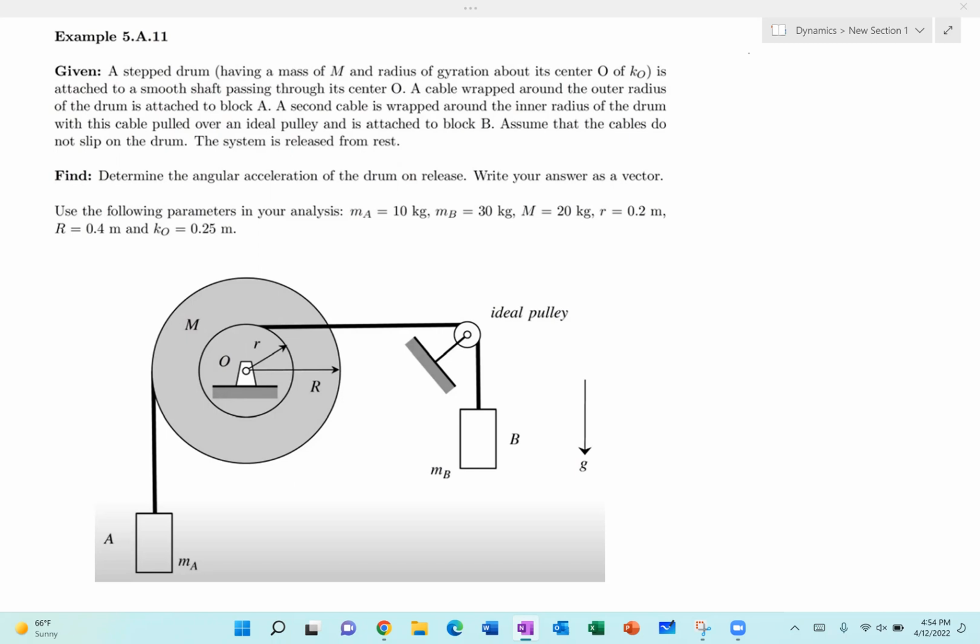Assume that the cables do not slip on the drum. The system is released from rest. Determine the angular acceleration of the drum on release. Write your answer as a vector.